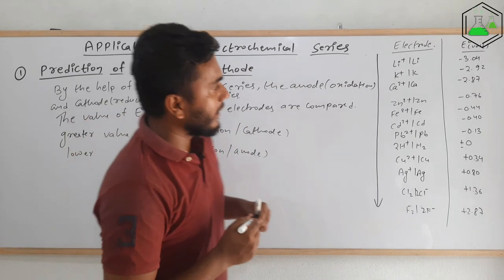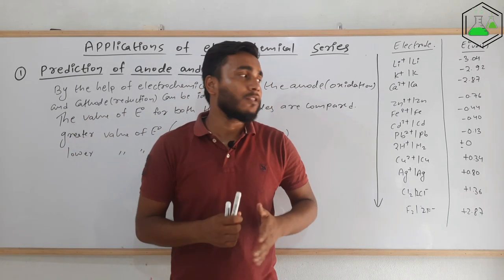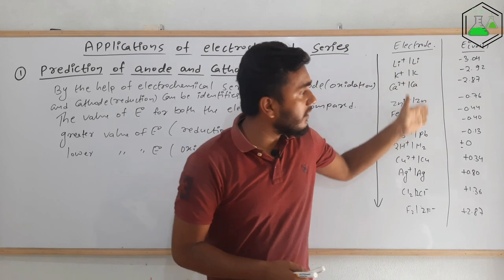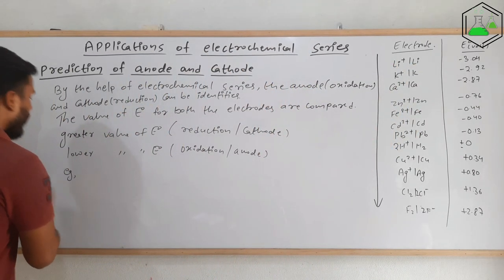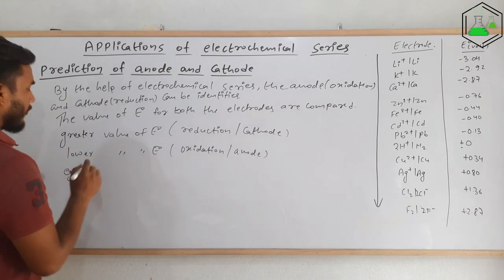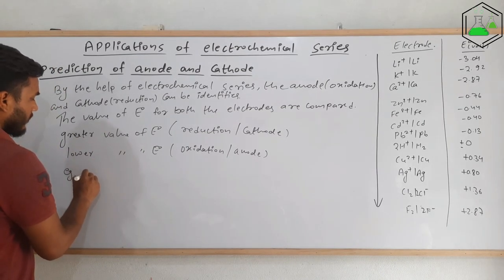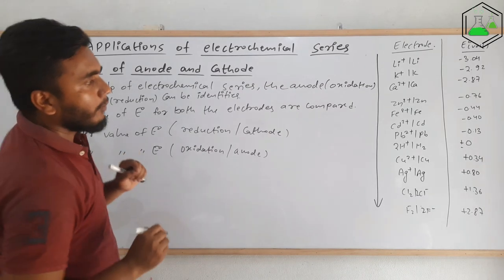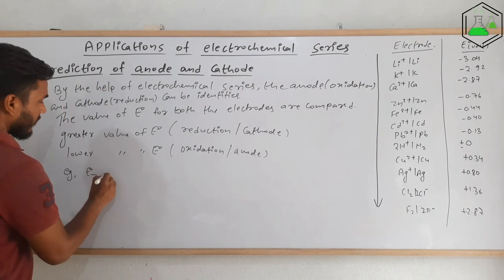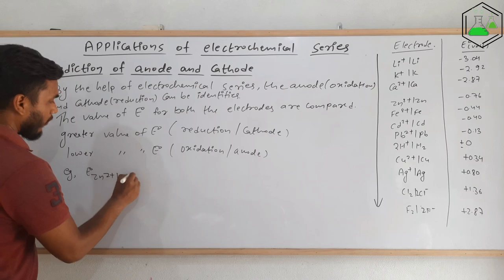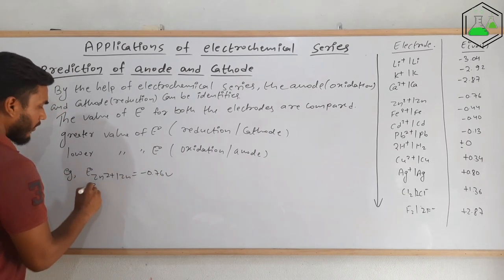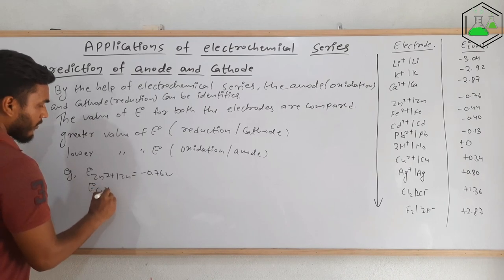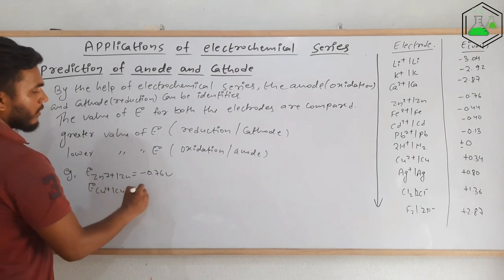So we can easily predict which one is anode and which one is cathode just by seeing the electrochemical series. Let us take an example. Suppose we have a cell containing two electrodes, zinc and copper. So let's write the electrode potential value of zinc, that is -0.76 volt, and that of copper, Cu2+|Cu, is given to be how much?